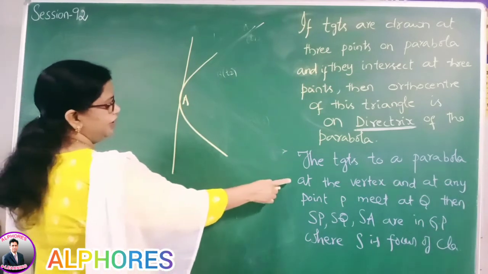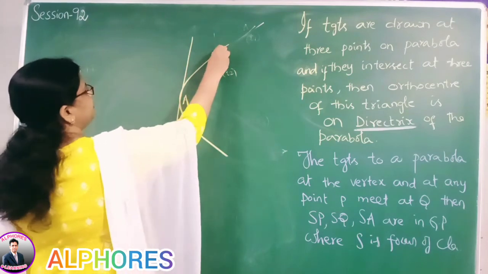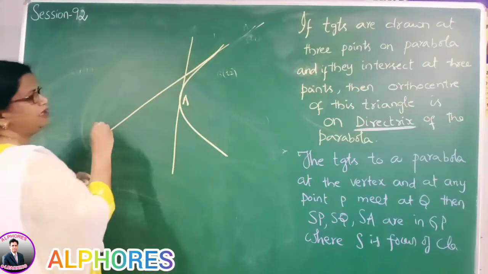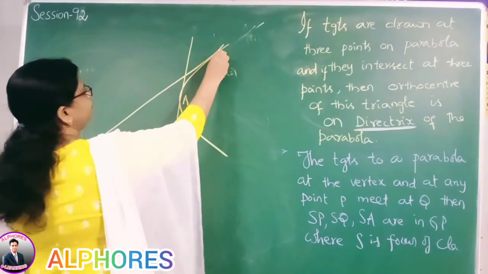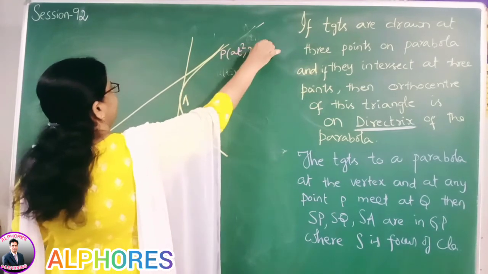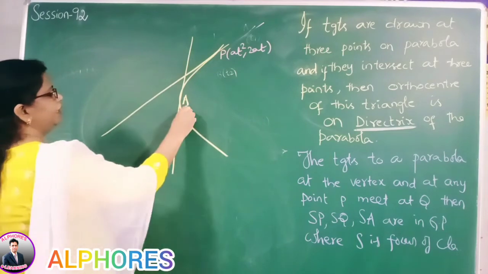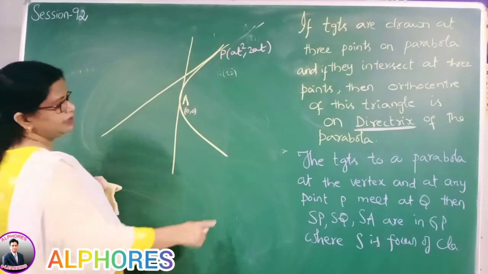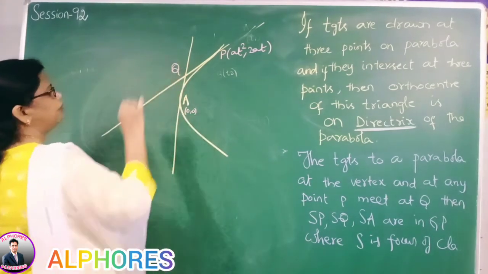And next, at any point P. Okay. And at any point P means what is that value here? Suppose this is the other tangent at any point P. Now this is our point P. Let us take as usual (at^2, 2at). And this value, you know clearly, (0, 0). And what is the condition? This is meeting the tangent at the vertex at what point here? It is meeting at Q. So this is our point Q.